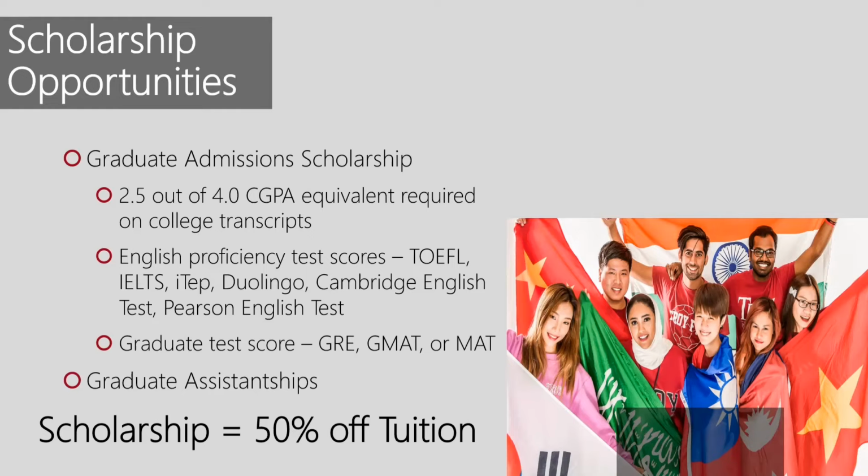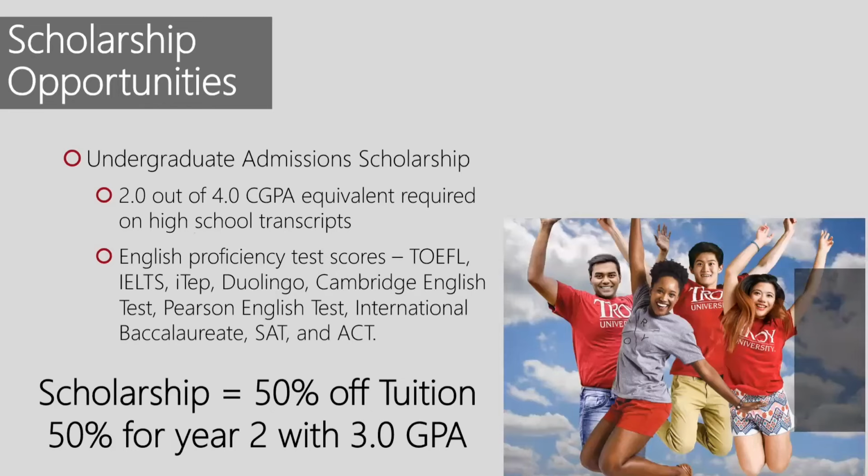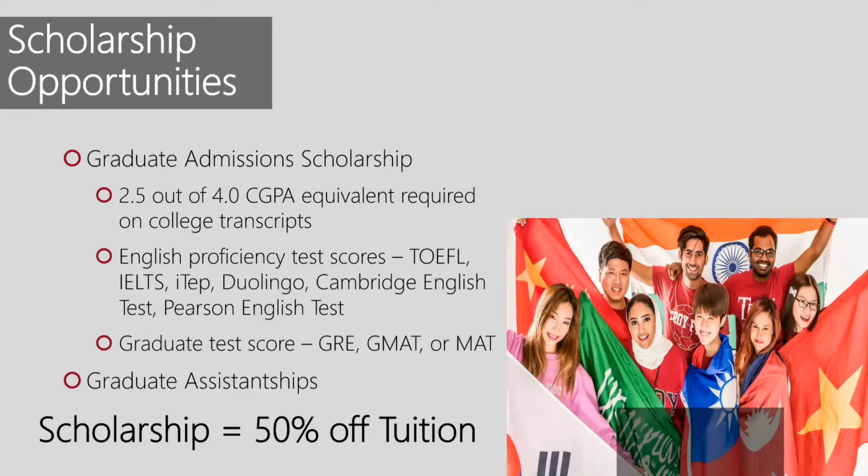However, with that 50% off tuition scholarship, your tuition would come down a good bit, and the total amount for your I-20 would be about $20,000 US. For undergraduate students, it'd be about $21,000. So just so you're aware, our scholarships are very generous to help students out. If you do provide that English proficiency score, it is very helpful towards your tuition, and it does help you in that visa process.